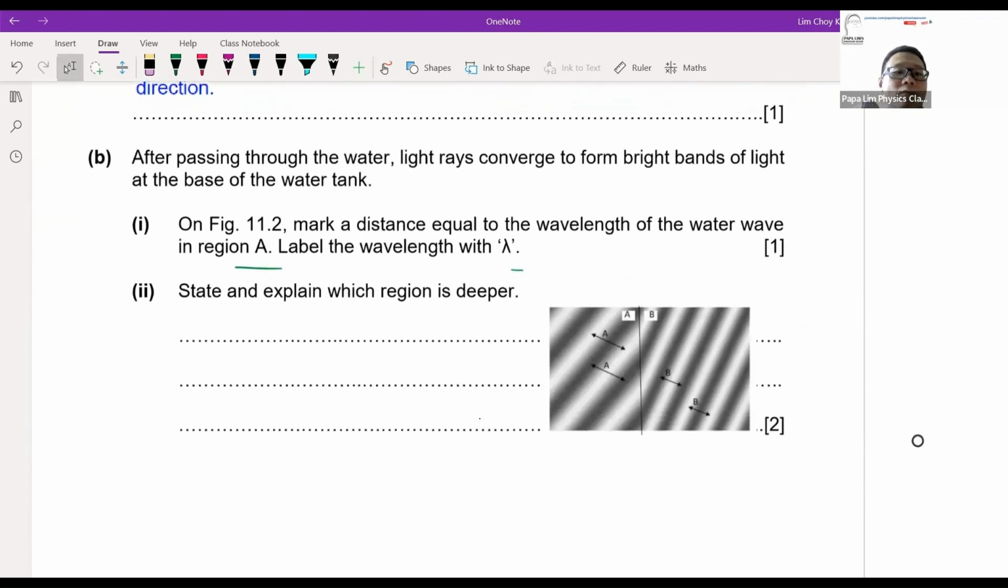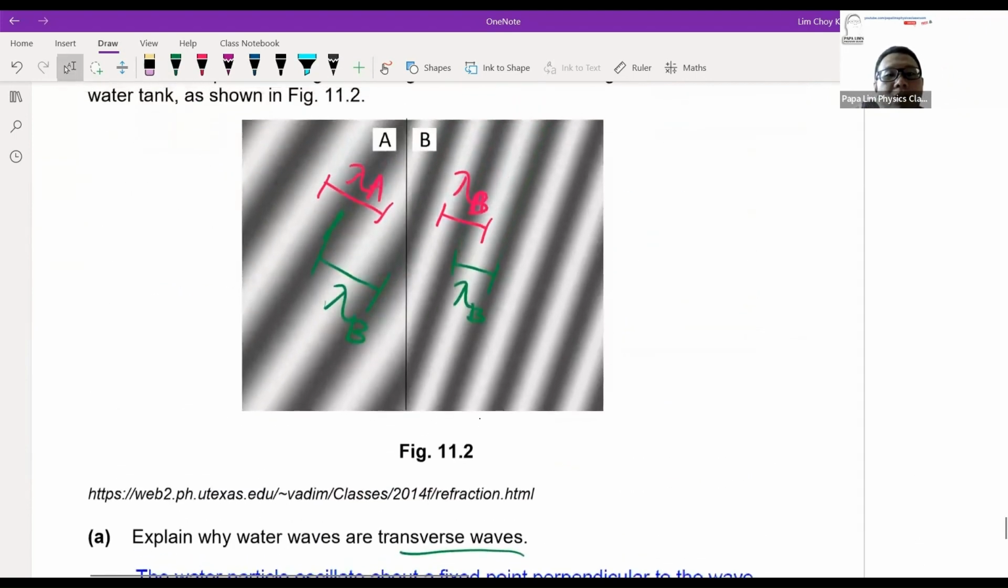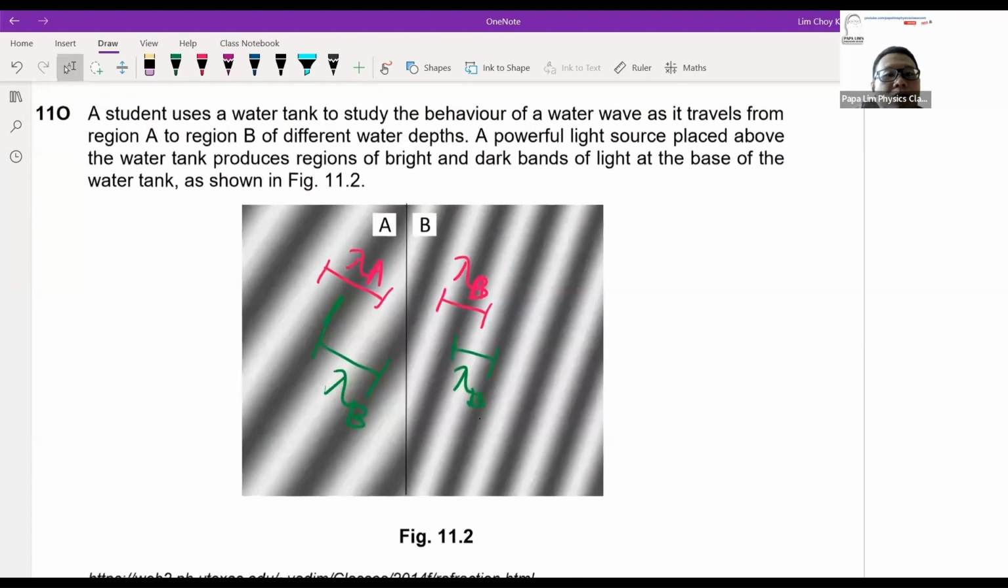Now, explain which region is deeper. What I want you to take note of in this question is that we are looking at the same wave. In this case, the wave is governed by this formula. They are traveling in the same medium, which means the frequency is constant.